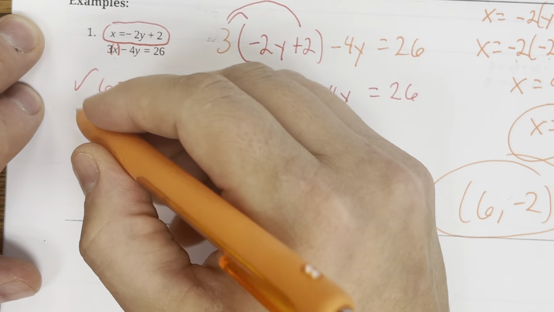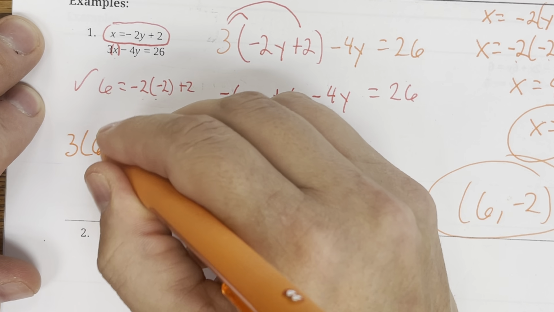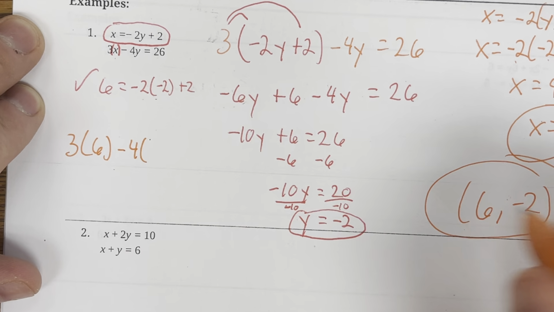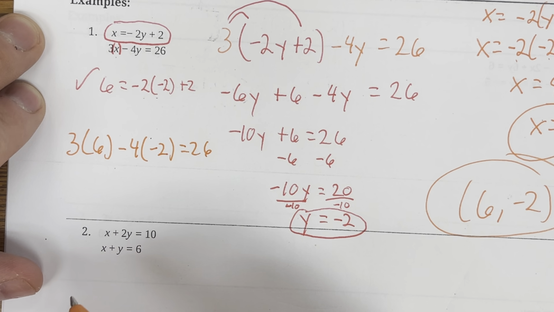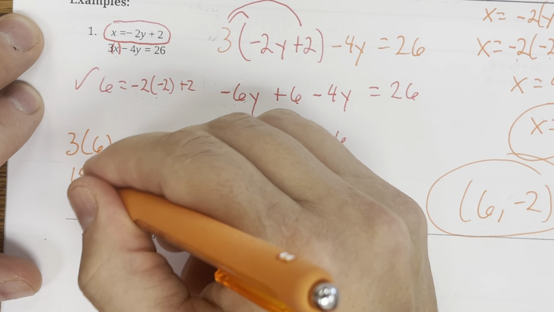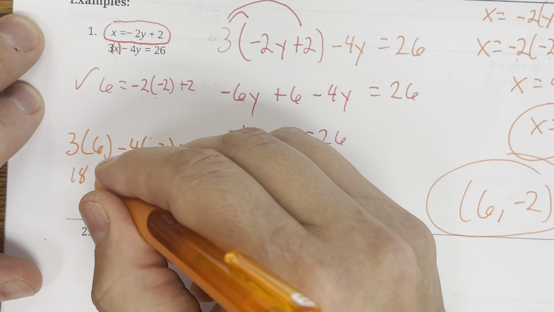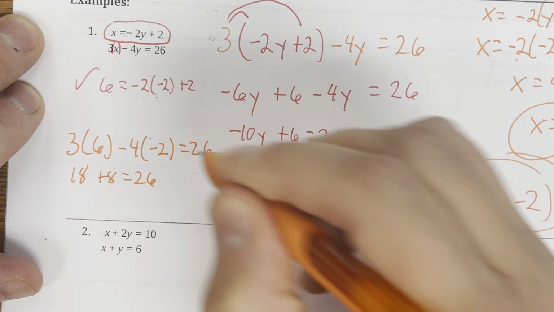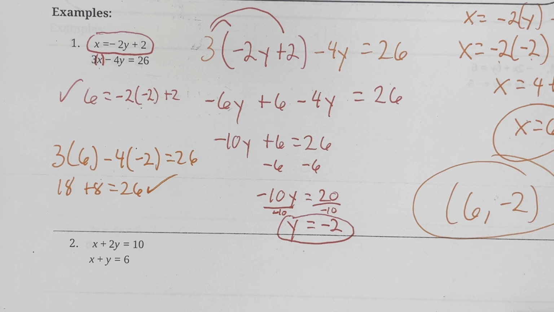Other one, 3 times x. So that's 3 times 6, minus 4 times y. That's negative 2, equals 26. Going to simplify this one a little further. 18. We have a negative 4 times a negative 2 changes to a positive 8, equals 26, and that is correct. 18 plus 8 is 26, so it worked for both. We got it right. Like I said, I'm not going to check every single one.